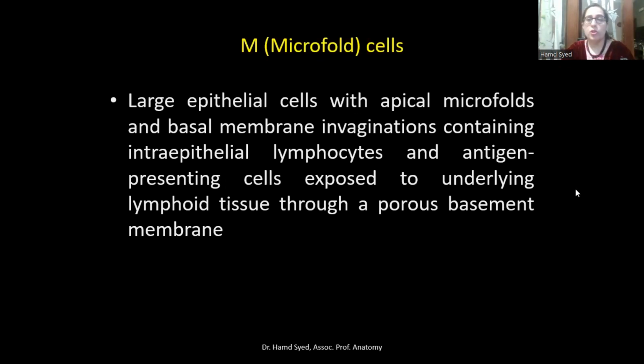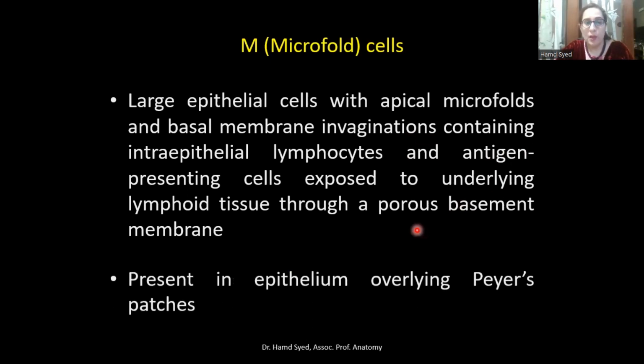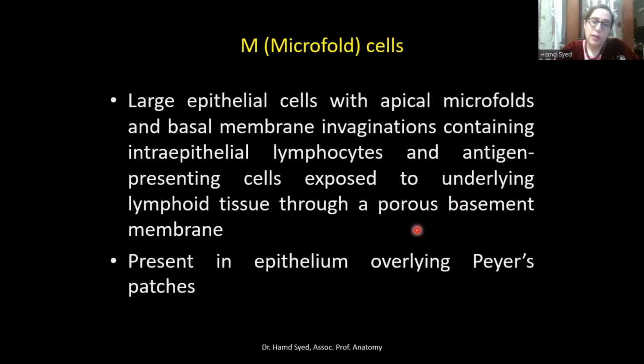Now, the other cell type population is the microfold cells. Here, the M cells, we also call them, the M stands for the word microfold. Now, these are large epithelial cells. They have apical microfolds, and in the basal region, they have invaginations or recesses, which contain the lymphocytes and antigen-presenting cells exposed to the underlying lymphoid tissue through an interrupted or porous basement membrane. Remember that these are the cells which are present in epithelium, especially the epithelium covering the Peyer's patches, and the Peyer's patches are most numerous in the ileum.